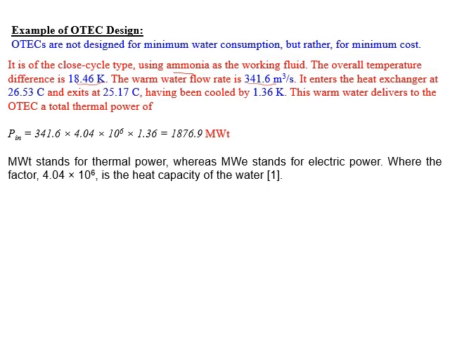And on the water side of the heat exchanger, you can see that it was 26 reduced to 25, so the difference between them is 1.36. Now if I want to calculate the P_in, I will multiply the flow rate by the heat capacity of the water by delta T. As we know, we got this number. Let me have a look at this number. It's around 1877 megawatt thermal, which is huge, 1.8 giga.